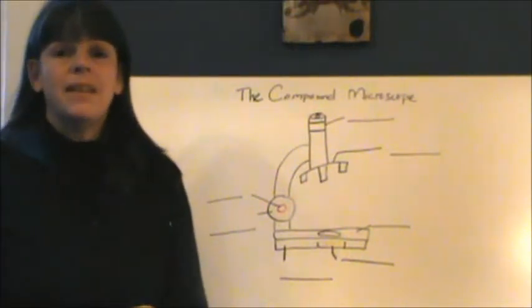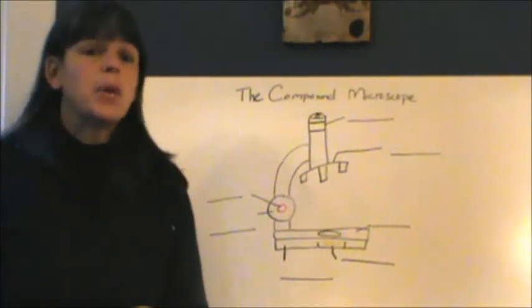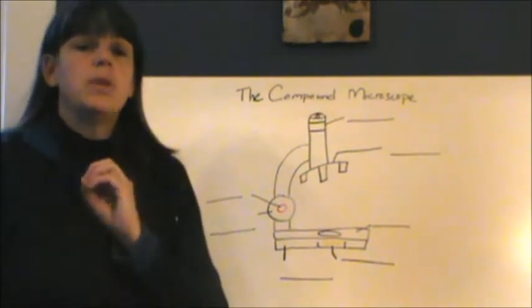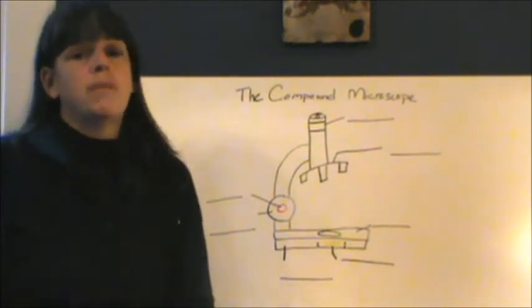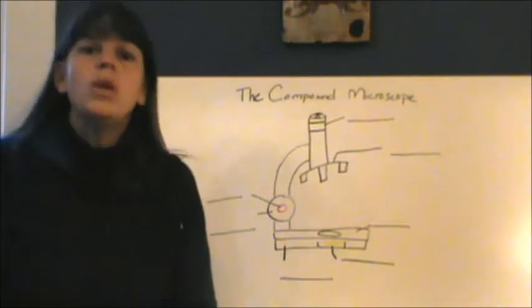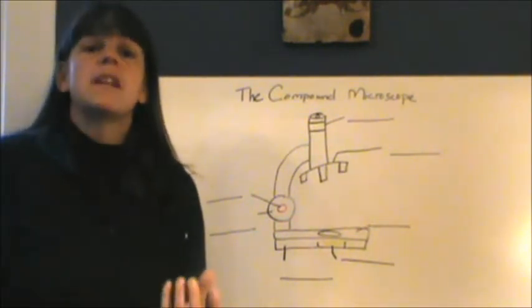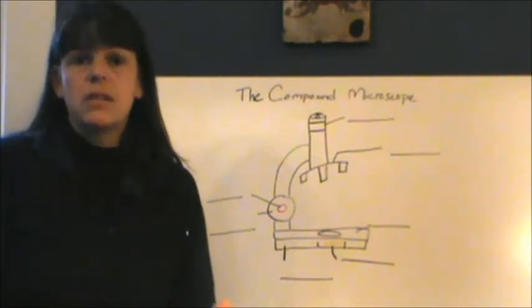Tomorrow we're going to be doing the microscope lab. So today what we're going to do is a review over the compound microscope. We use compound microscopes to observe things that are very small, such as cells.